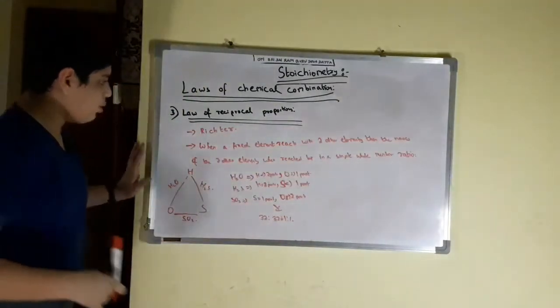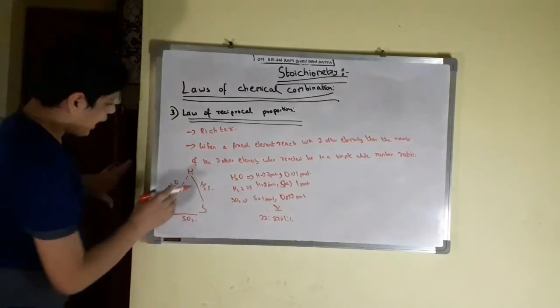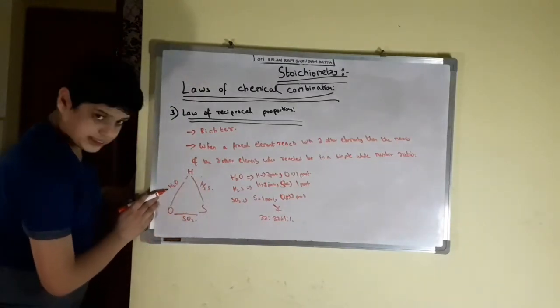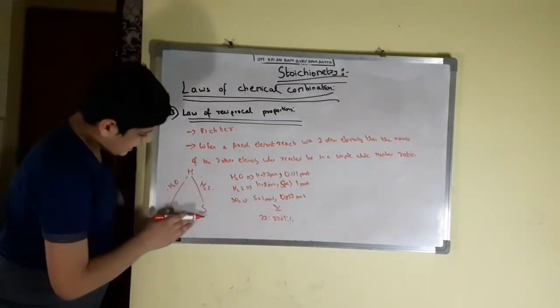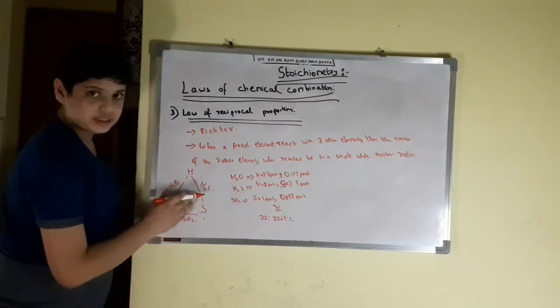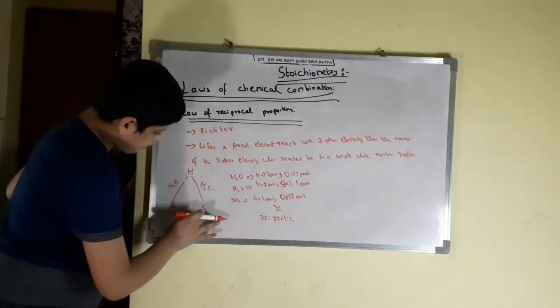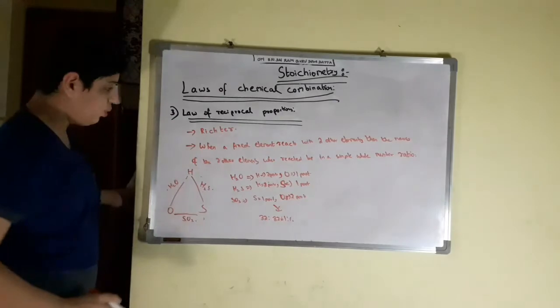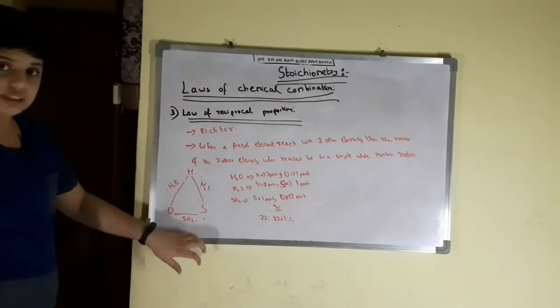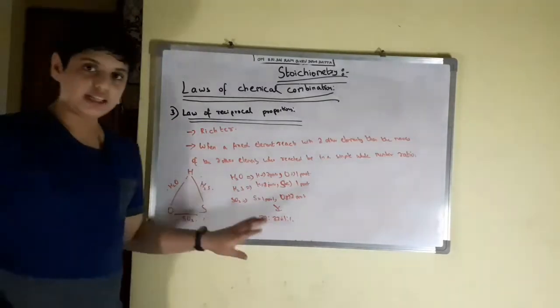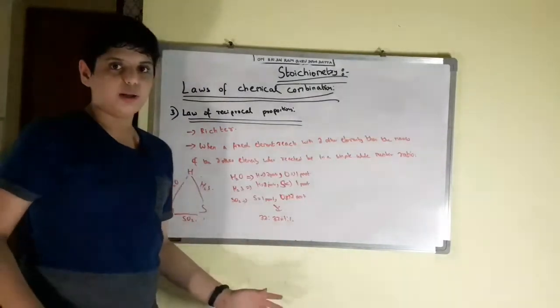Okay. So I will explain this once again. Hydrogen reacts with oxygen and forms H2O, water. Hydrogen reacts with sulfur and forms H2S. Okay. So when sulfur and oxygen react, they form SO2, and the masses of sulfur and oxygen in the reaction will be either equal or in a simple whole number ratio.